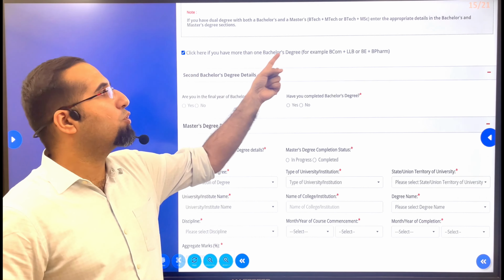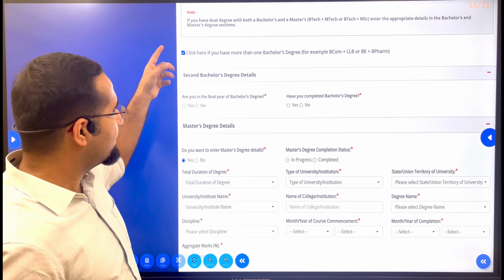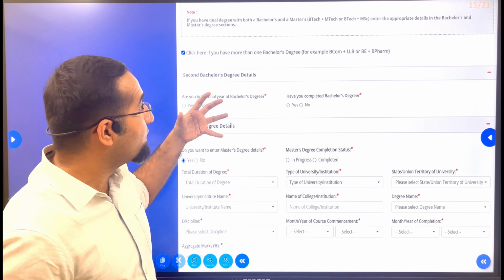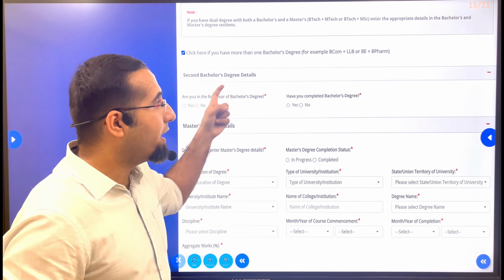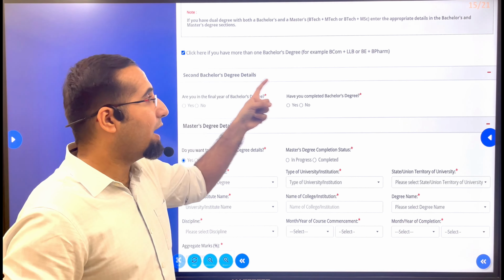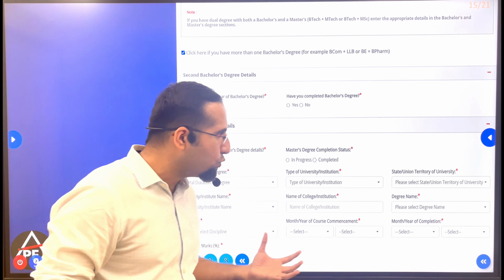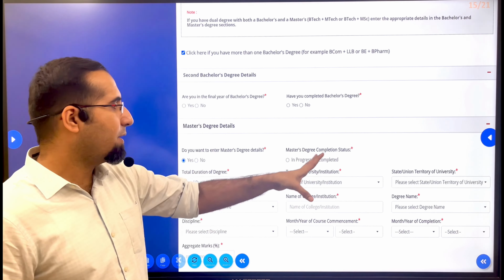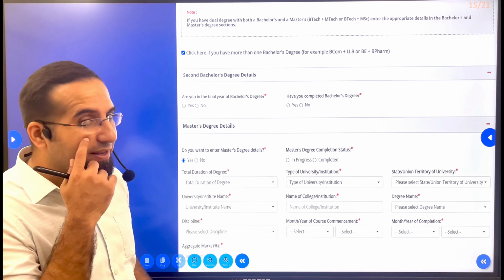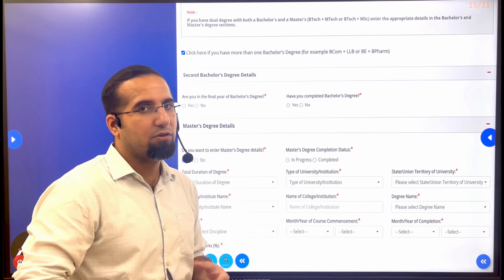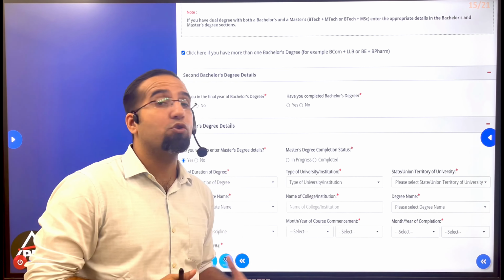Click here if you have more than one bachelor's degree. If you click yes, then you get asked whether you are in the final year of your 2nd bachelor's degree, and whether you have completed your 2nd bachelor's degree. That's the only thing they are looking at. Master's degree, in case you have one, same rules apply. In progress or completed, right? If you click in progress, again you will be required to select which year of the master's degree you are in, and so on.